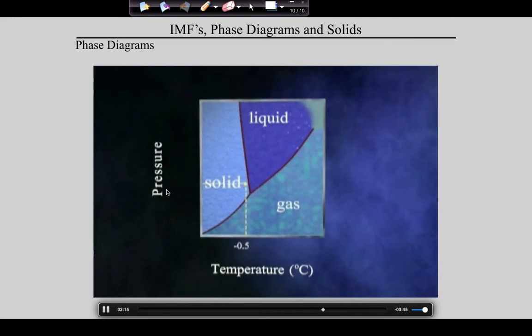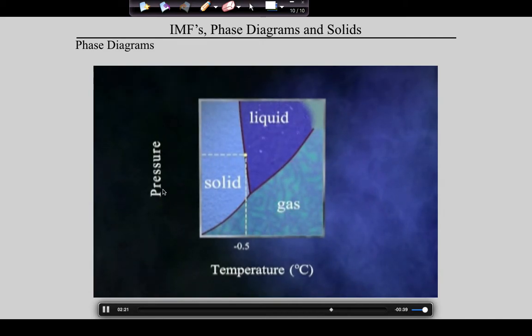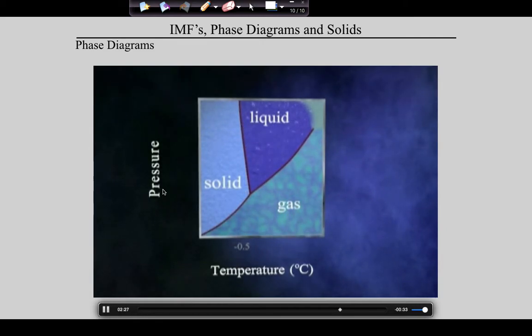Note that a sample of solid water or ice at a temperature slightly below the normal melting point will cross the solid-liquid phase boundary and melt as pressure is increased. This is one of water's unusual properties. That's where we got to before.